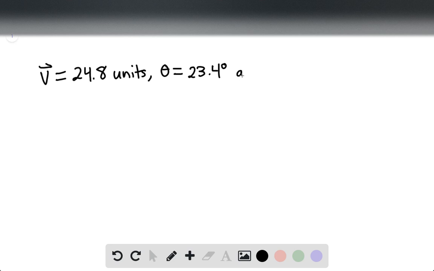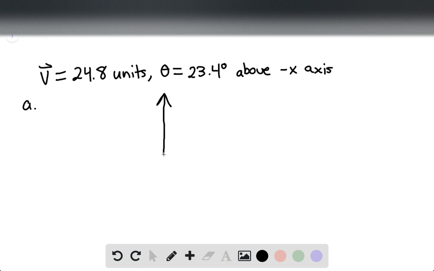Okay, so here we have a vector. The magnitude of this vector is 24.8 units, and we have an angle measure of 23.4 degrees, and this is going to be above the negative x-axis. So if we were to draw this, for part A, we need to draw the vector or represent it graphically.